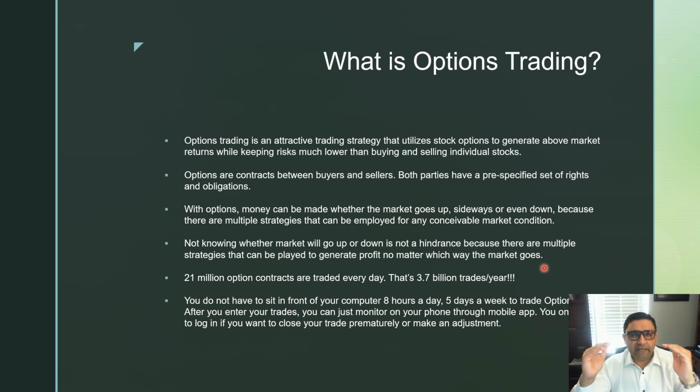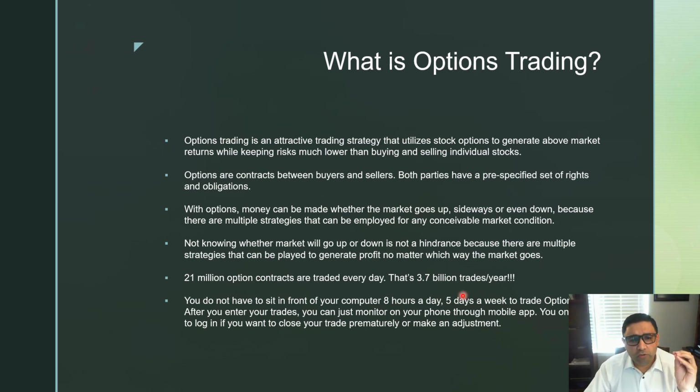And then there are totally different strategies that can generate profit if the market goes down. So based upon your perspective on the market and your outlook, you can design a strategy for any one of these scenarios. And that's why options trading is so versatile and so successful, because you can tweak the strategies in a way that suits your outlook on the market, no matter which way the market is going.